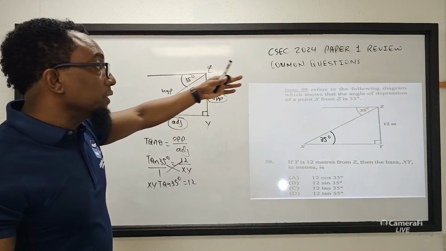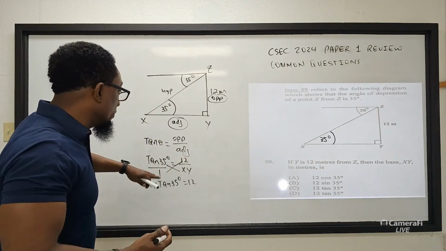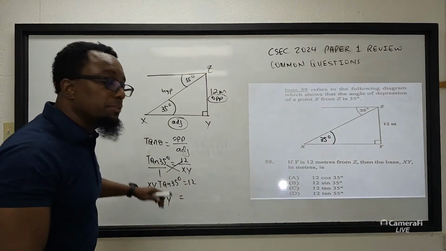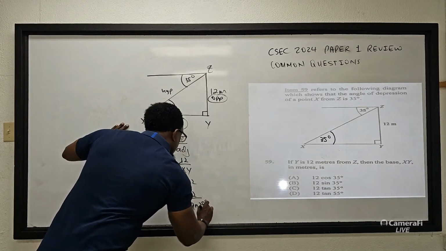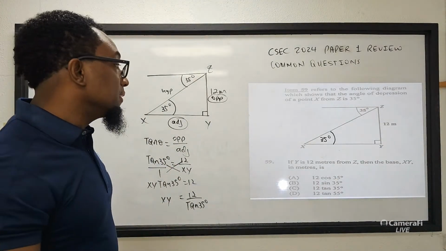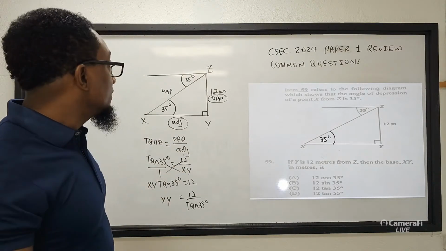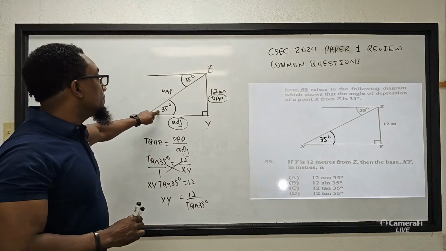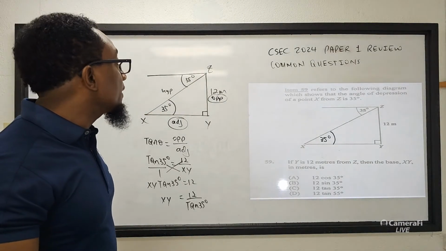But if they bring the question exactly like this, that is what we have to be very careful with. So you'll tell yourself, alright, let me make xy the subject by dividing both sides by tan 35. Now this is not wrong. xy is equal to 12 all over tan 35, which is not in the options. So we cannot use this 35 degree acute angle to find xy.